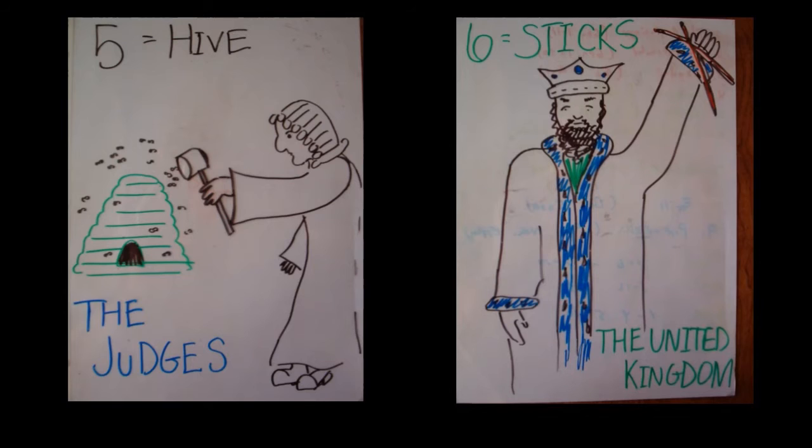Which brings us to 6, sticks, and this reminds us of the United Kingdom. This is King David being pictured here, who has two sticks united in one hand. So we have the United Kingdom under King David.